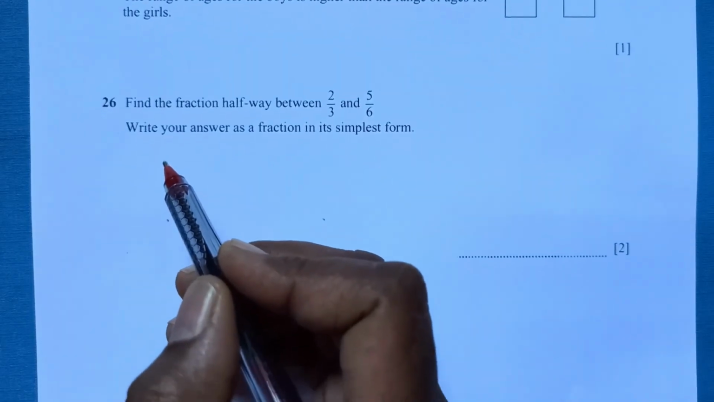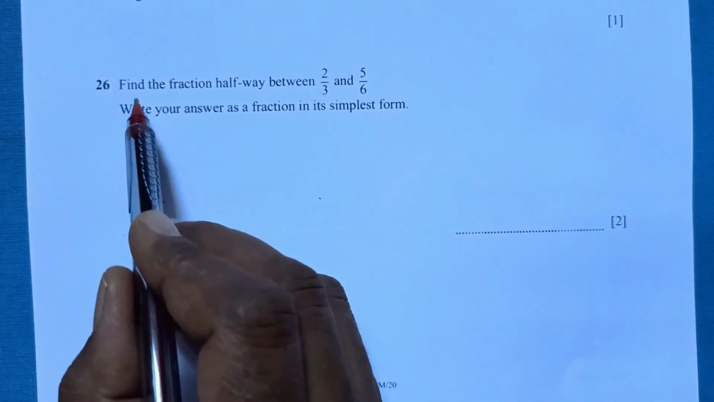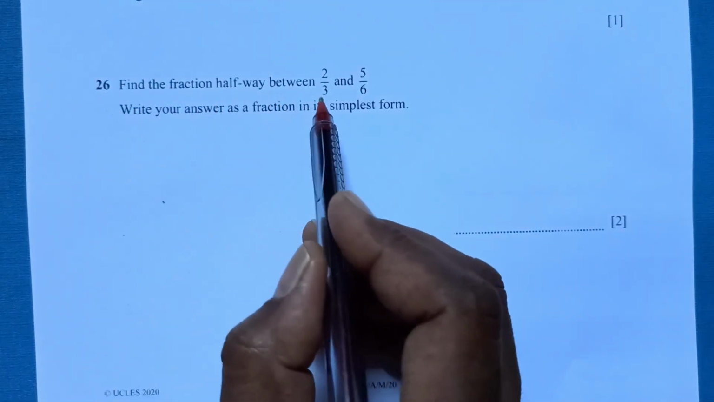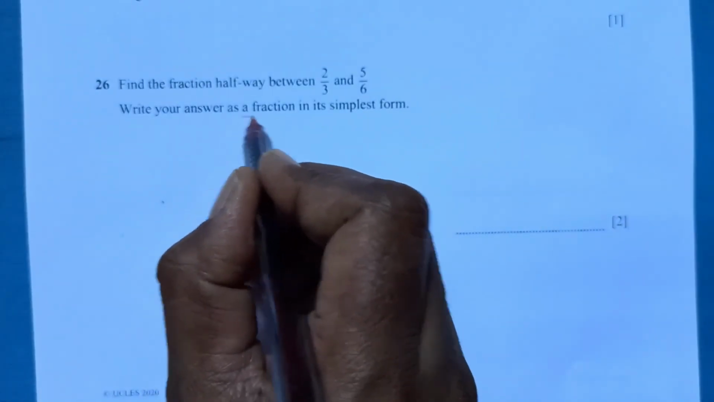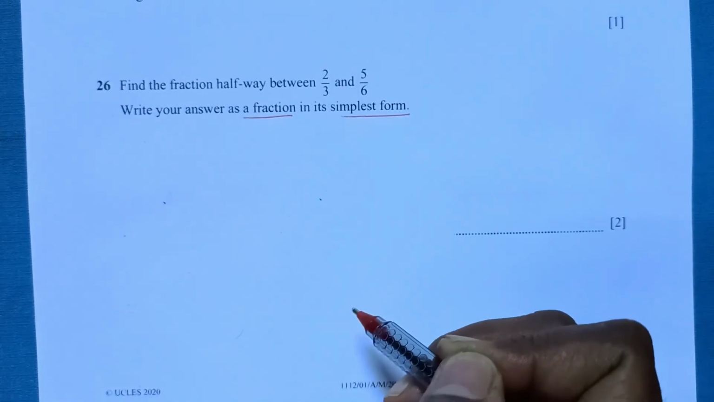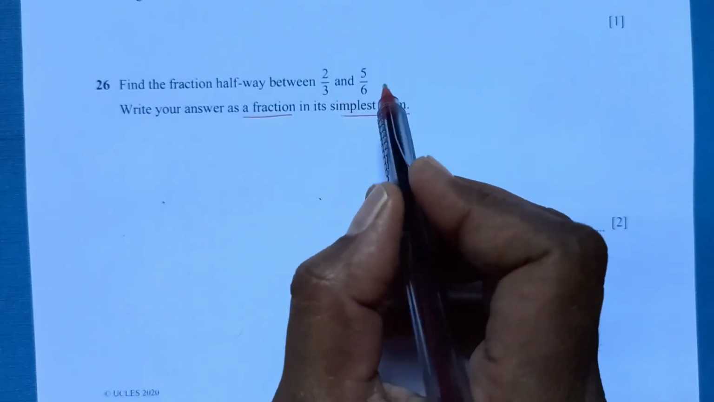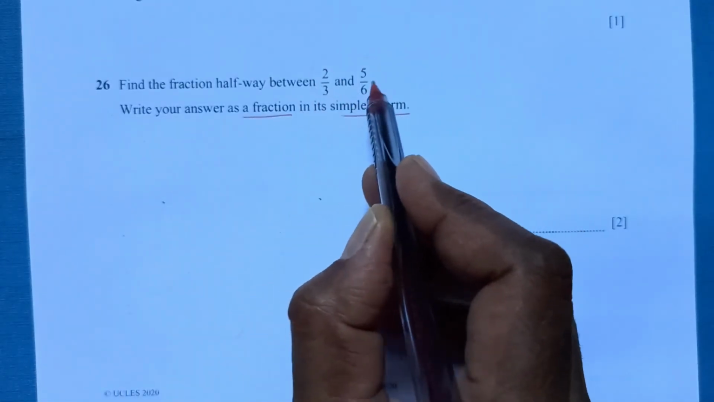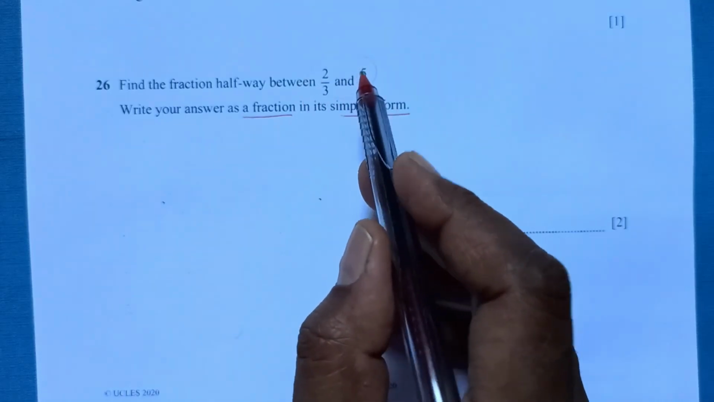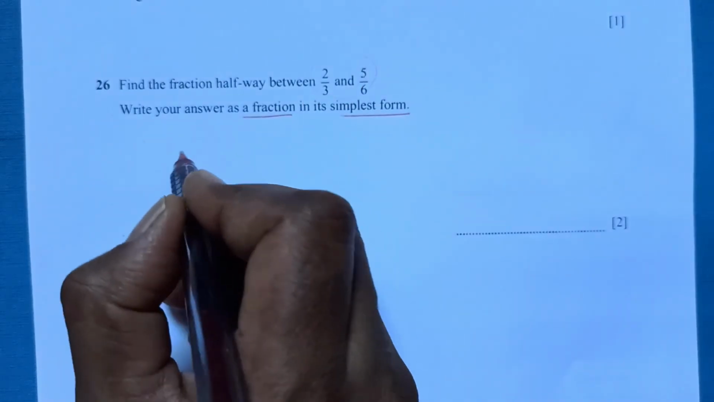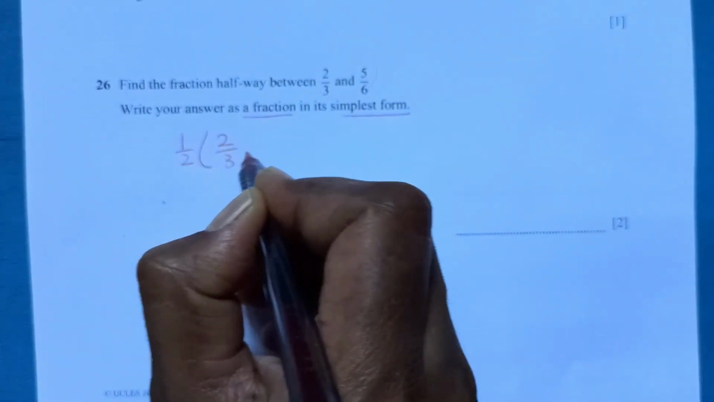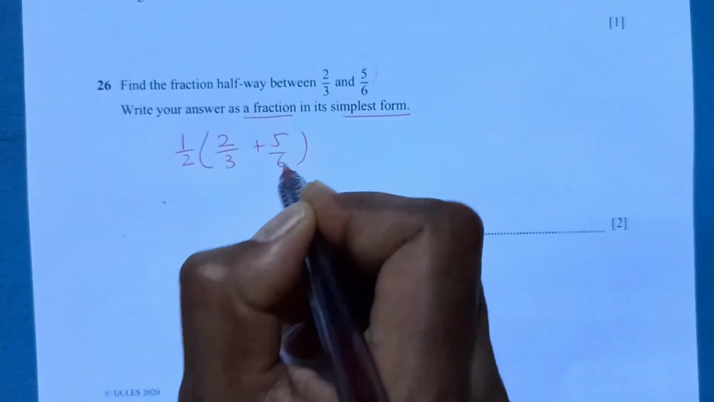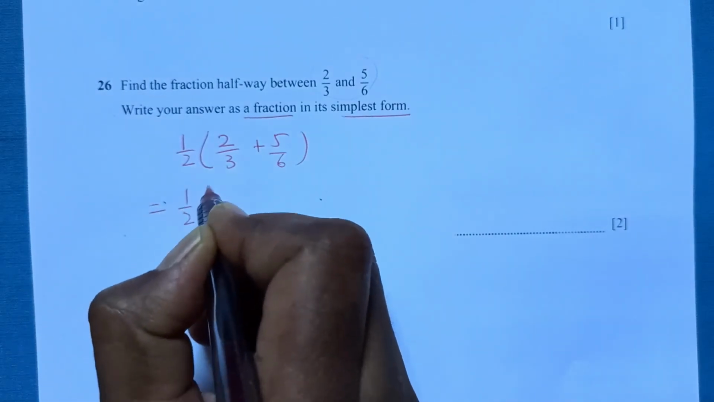Number 26. Find the fraction halfway between 2/3 and 5/6. Write your answer as a fraction in its simplest form. So we are taking a fraction which is exactly halfway. That means half of the sum of these two, 2 over 3 plus 5 over 6. So that will be half.